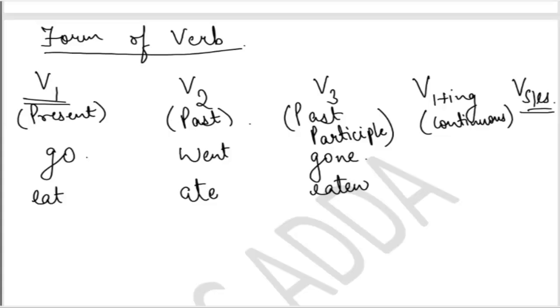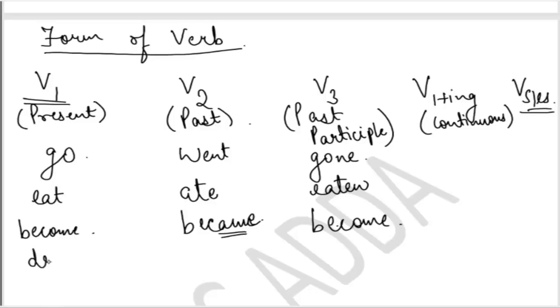Now, what is V2 and V3 of the verb become? Became is V2 form. And what is V3 of become? Becoming? Becomed? There is no such word. Is became V3 also? Yes. V1 is become, V2 is became, and V3 is become. Very good. Now, can you tell me the V2 and V3 of the verb drink? Drank, and V3 is drunk. Very good.